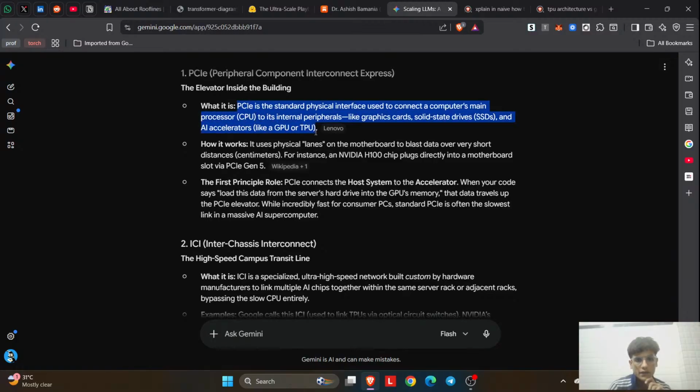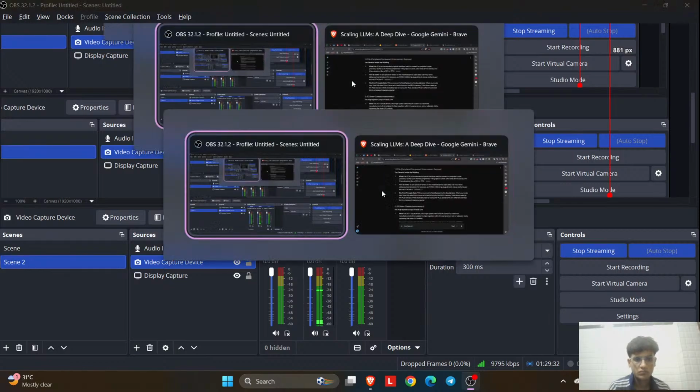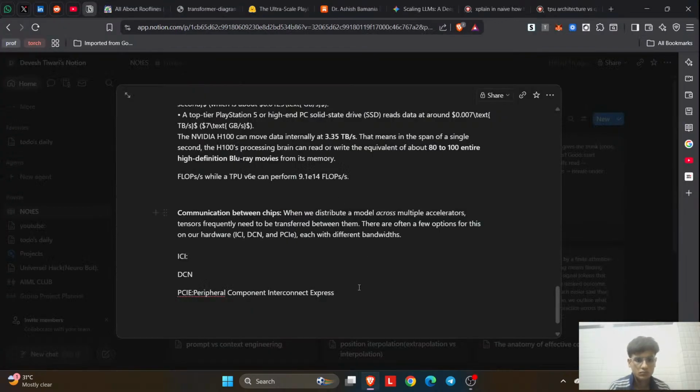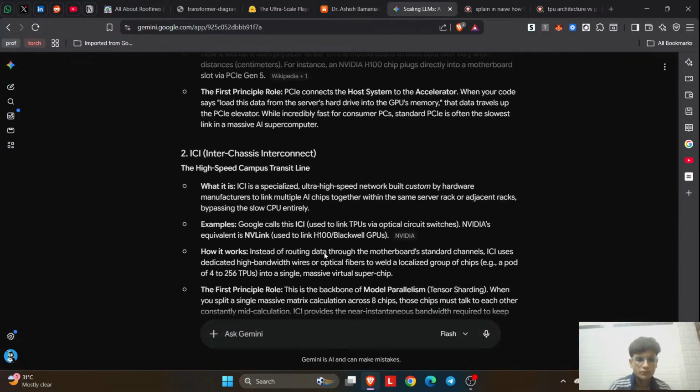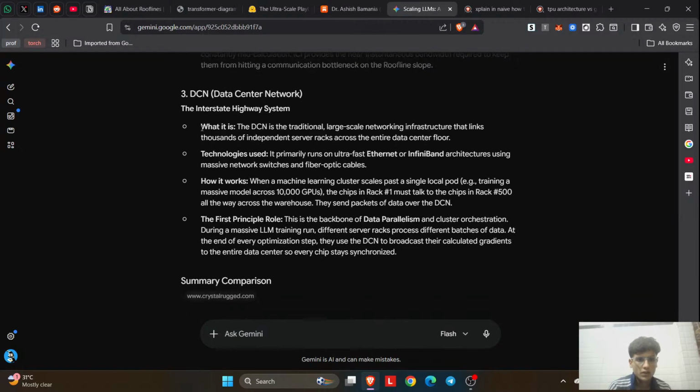This is standard. DCN is a data center network. DCN is a traditional large-scale networking infrastructure that connects thousands of independent server racks across the entire data center floor.